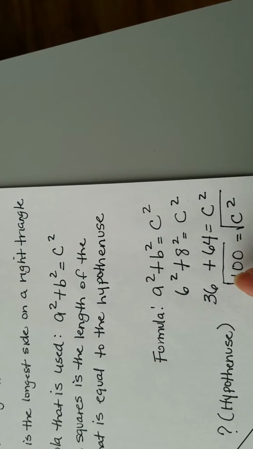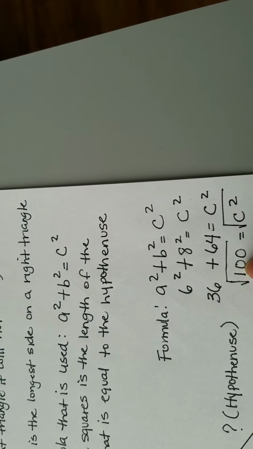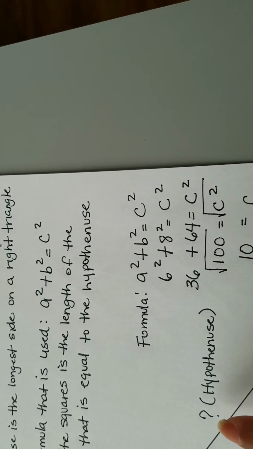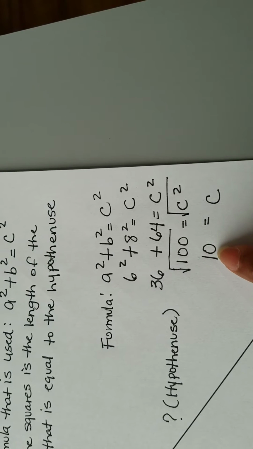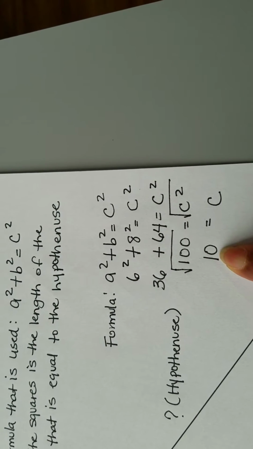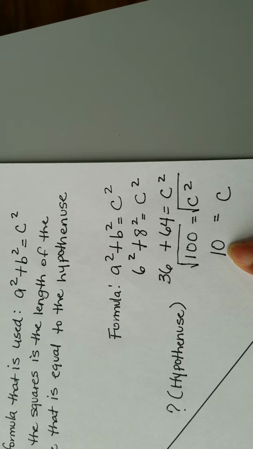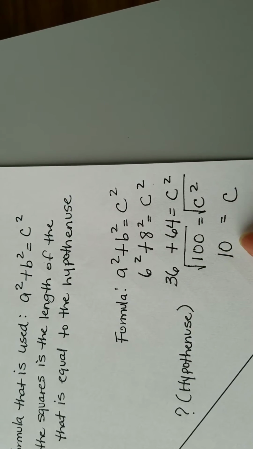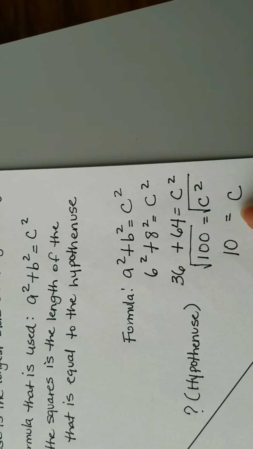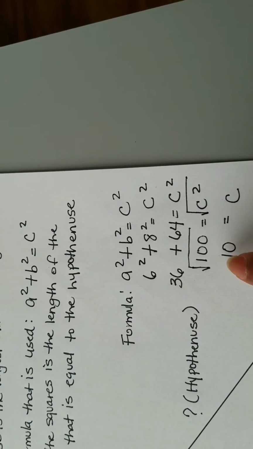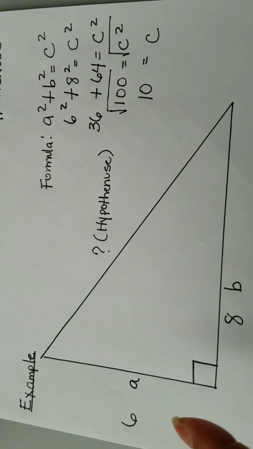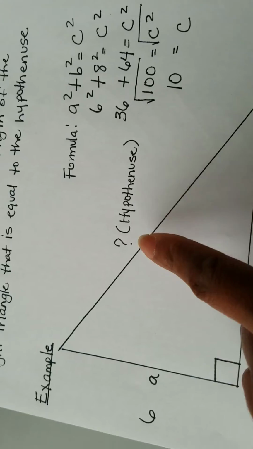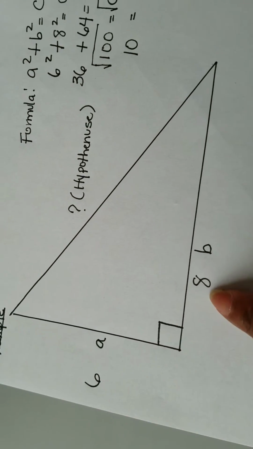But now we have to find the square root of 100 so we can get just c. We don't want c squared, we want c, right? So when we do the square root on our calculator, 10 times 10 is 100, right? So c will equal 10. If it was c squared, it would be 100, okay? So we will plug in here, so our hypotenuse would now be 10. So this would be 6, this would be 8, and this would be 10.